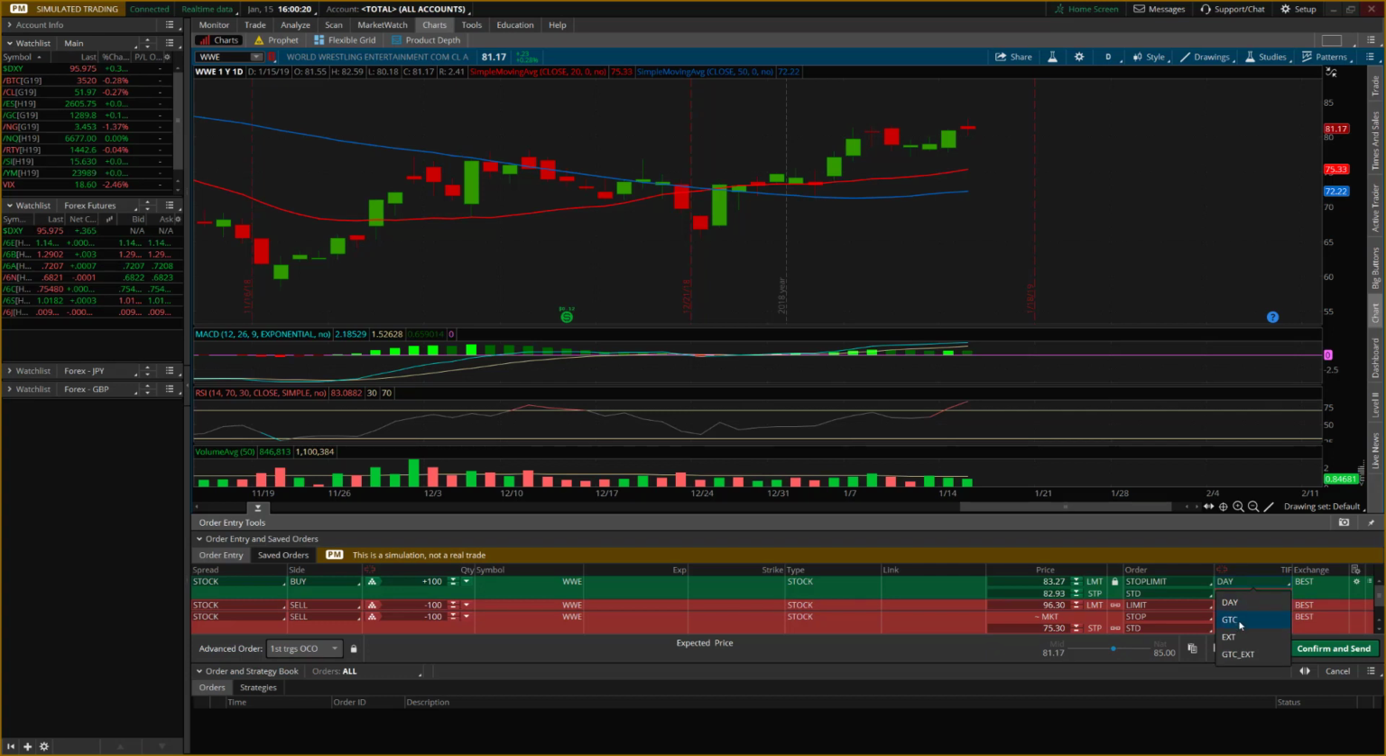Those are the two core time frames of orders. Day orders mean they are going to be canceled at the end of the next trading day. So because the market is closed right now, they will be canceled at the end of tomorrow's trading day. If I put that order in today, they'd be canceled at the end of today's trading day. So whatever the next trading day is, that's when this order is going to be canceled.